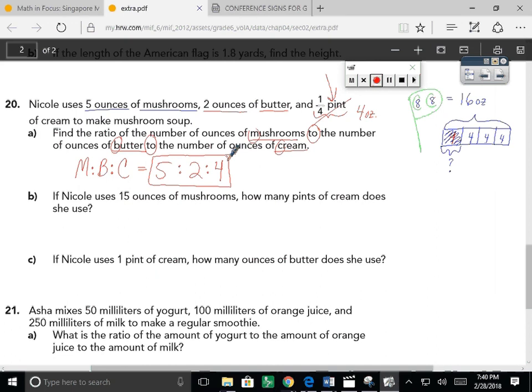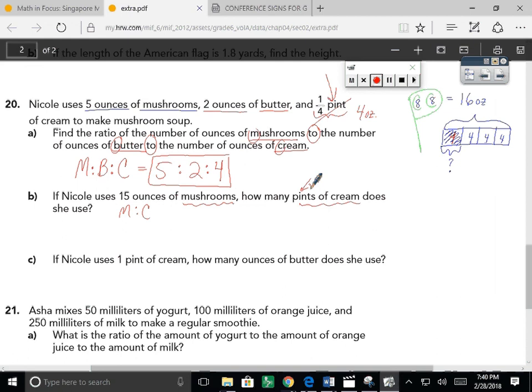Take a look at part B. It says Nicole's going to use 15 ounces of mushrooms. How many pints of cream does she use? Well, now they're getting tricky on us. So let's take our original ratio. If you notice, the original ratio of mushrooms to pints of cream is what I'll list first. So mushrooms to cream. And this is tricky because, again, they wanted me to use pints this time. Try to get us to think, I guess. Catch them in their complex questions.